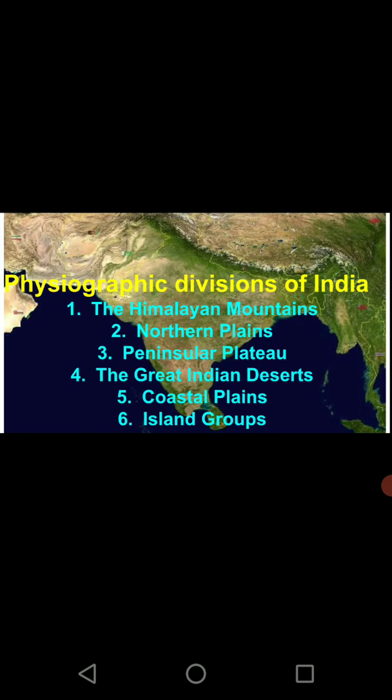Altogether in India, we have a variety of physical features. The very first division is the Himalayan Mountains. Second, followed by that, is the Northern Plain. After that, we have another big physiographic division, that is the Peninsular Plateau. We have some parts of deserts also. Yes, we also have the coastal plains. And we also have very beautiful island groups. Let's explore all of them one by one.